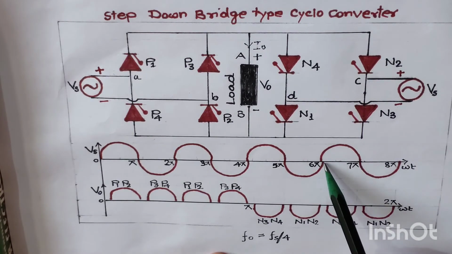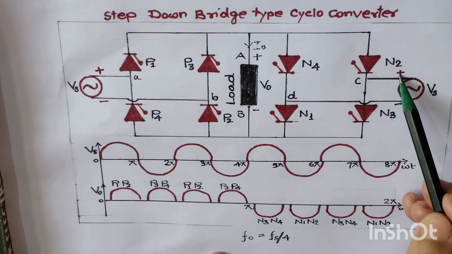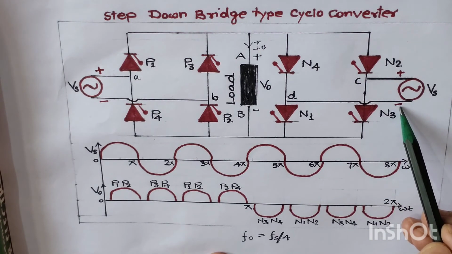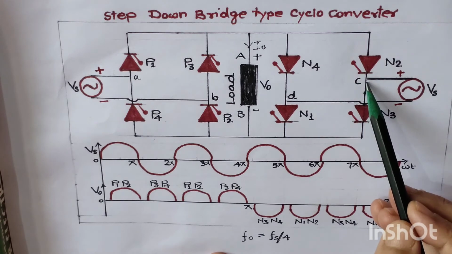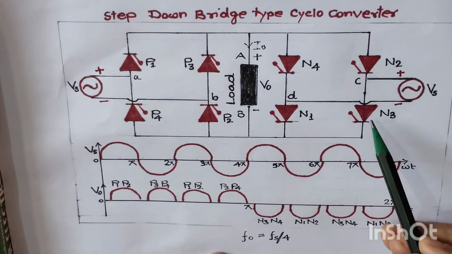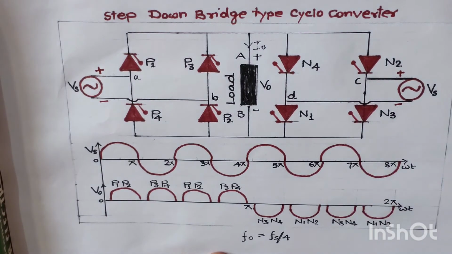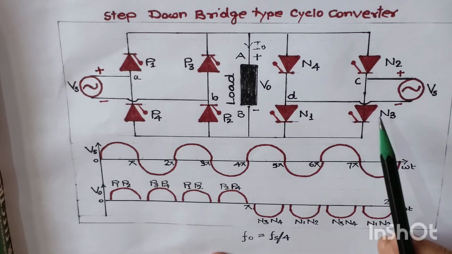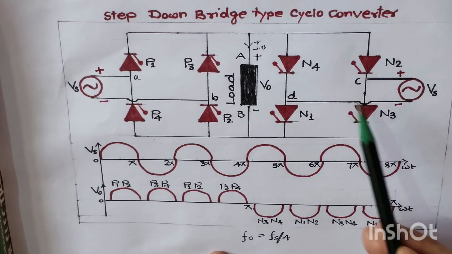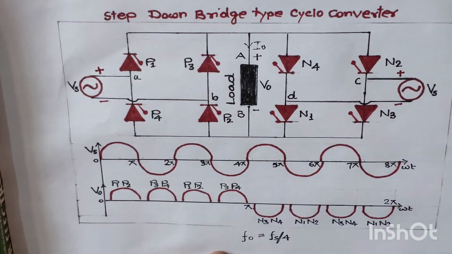Let us move to the next half cycle. Here we have applied the input supply between 6 pi to 7 pi angle. So this is the positive cycle. Now this point will be positive and this point will be negative. So point C will be in the positive, forward conduction mode. It means thyristors N3 and N4 will be in the forward conduction mode, so we will supply a trigger pulse to thyristors N3 and N4, not to thyristors P2 and P1.